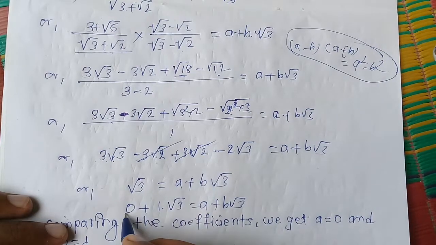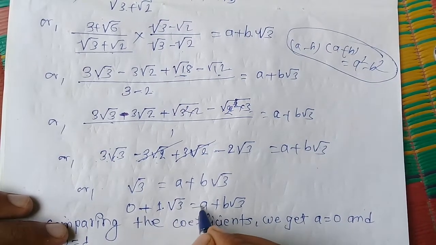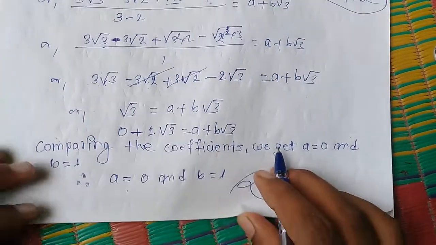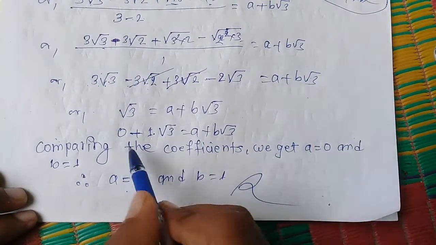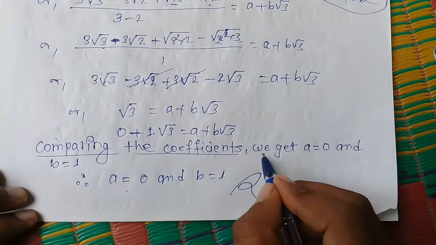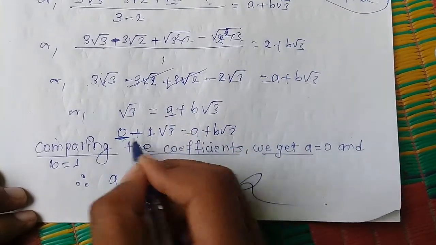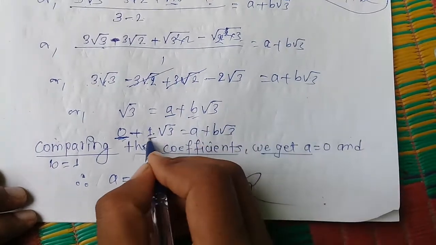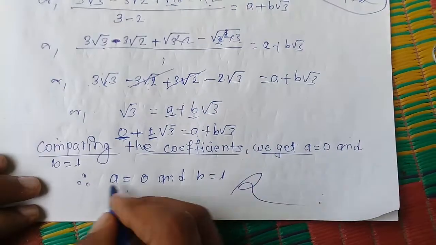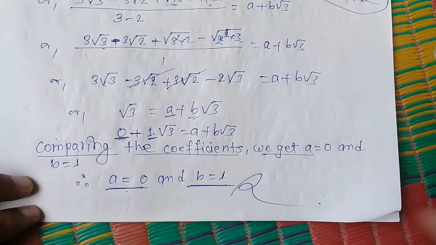So this can be written as 0 plus 1 root 3, which is equal to a plus b root 3. Now comparing the corresponding coefficients, in the position of a here is 0, and in the position of b is 1. So after comparing corresponding coefficients, we will get a is equal to 0 and b is equal to 1.